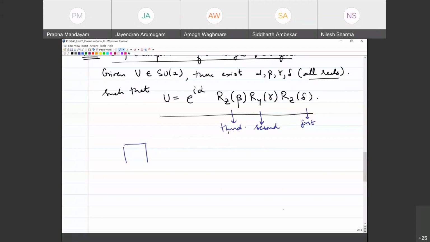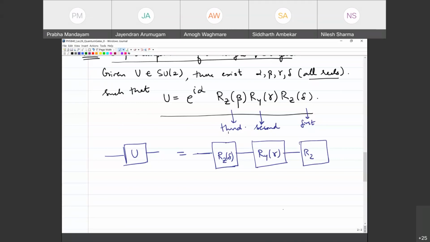So you have U can be realized as this sequence of gates, which is first RZ of delta, followed by RY of gamma, followed by RZ of beta. Okay, so the action on any state is the same up to this overall e to the i alpha. So I could put this e to the i alpha here if you wish. But yeah, this is the statement, right?